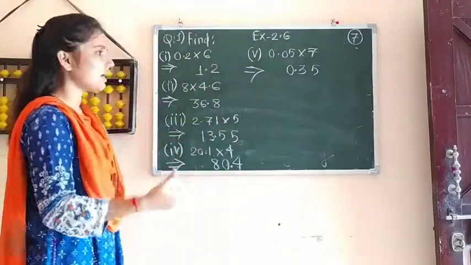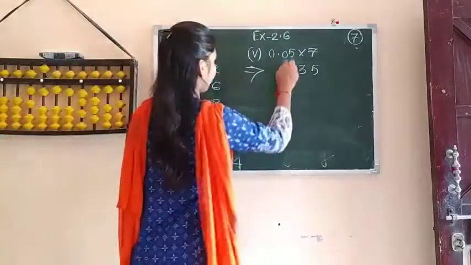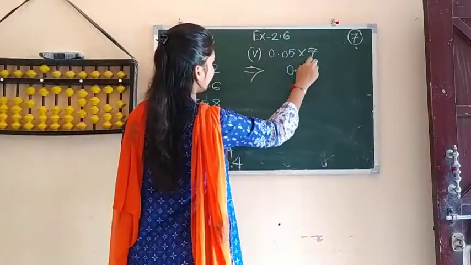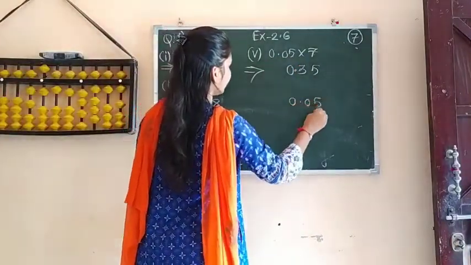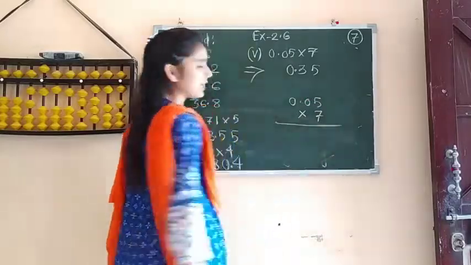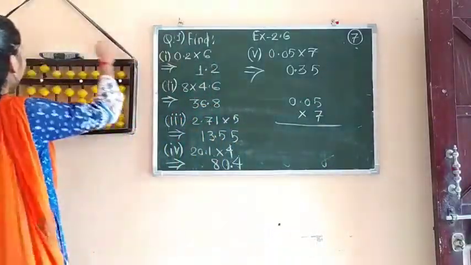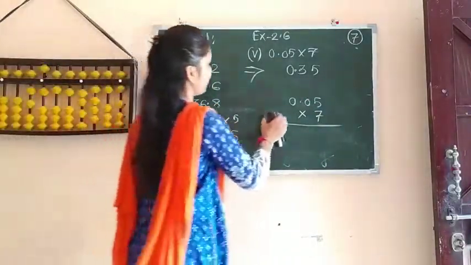If the numbers are large, you can solve in this way. For example, this 0.05 into 7, you can also solve in this way. Okay, that is our regular method. The numbers were small, so that's why I have solved here orally.